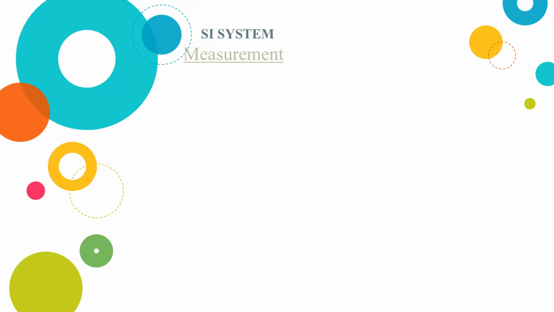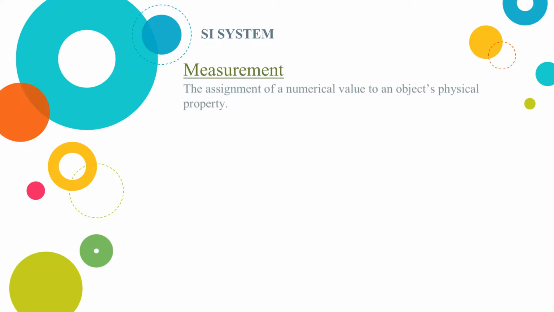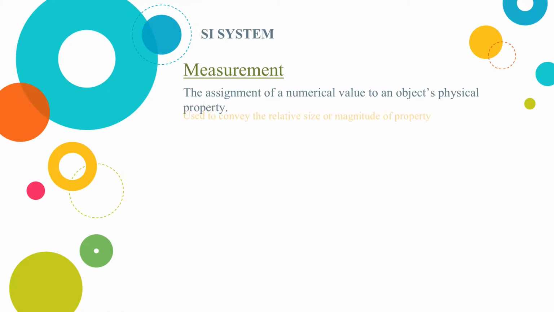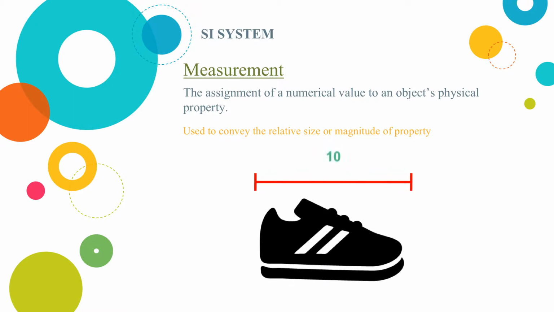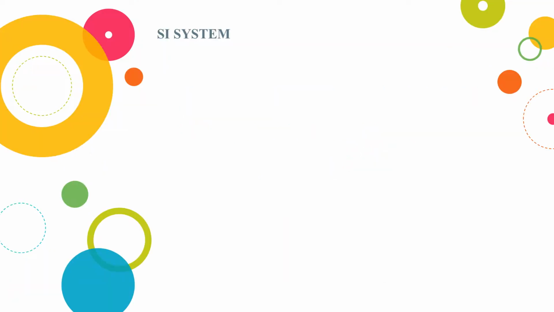First of all, when we say measurement, it refers to the assignment of a numerical value to an object's physical property. This is done in order to convey the relative size or magnitude of the property in question. For example, if I said this shoe was 10, you wouldn't actually know how long the shoe was because there would be no context to what the shoe represents. In fact, this number would only make sense if the number 10 had a unit of measure to go along with it. Most scientific data comes from measurements, so a standard is needed as it keeps data accurate and precise.